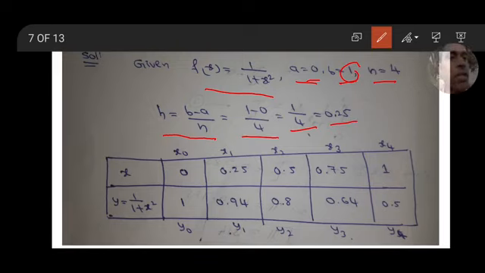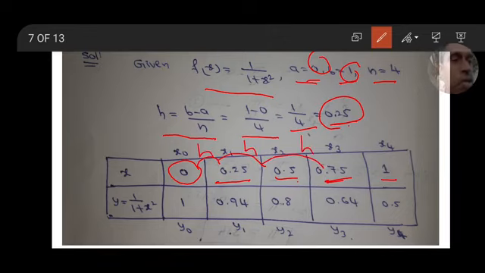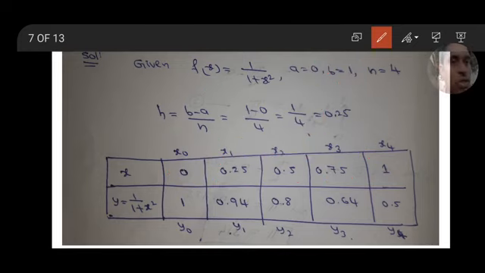So we have to start with 0, x value is 0, and add 0.25, h value. 0 plus 0.25 means 0.25, plus 0.25 means 0.5, 0.5 plus 0.25 means 0.75, 0.75 plus 0.25 means 1. We have to add h to every value, and keep adding until we reach the b value. These are the x values, that is x0, x1, x2, x3, x4. At these values we have to find y values, 1 by 1 plus x square.